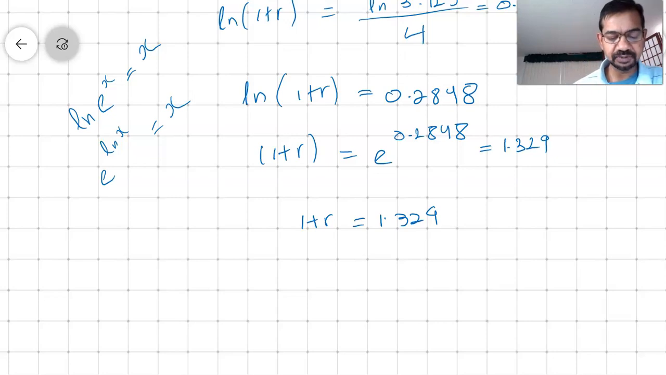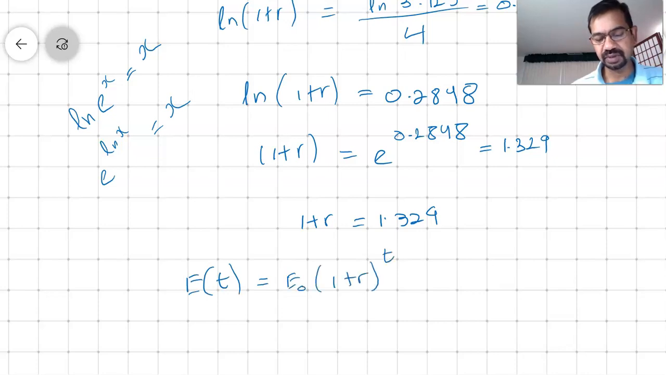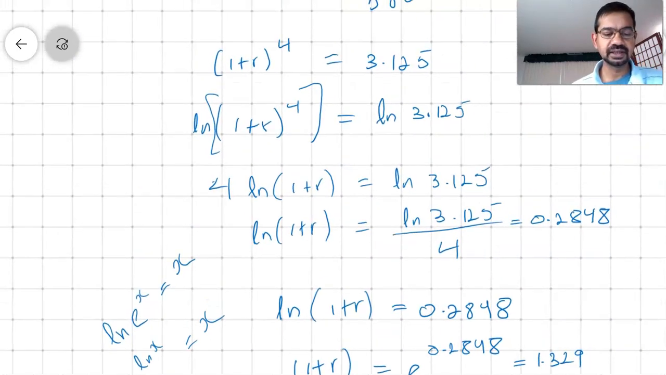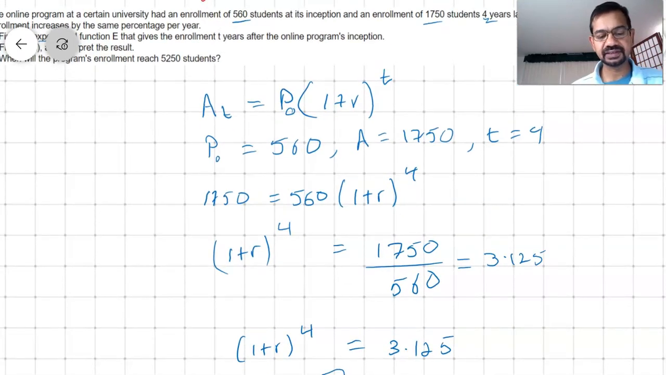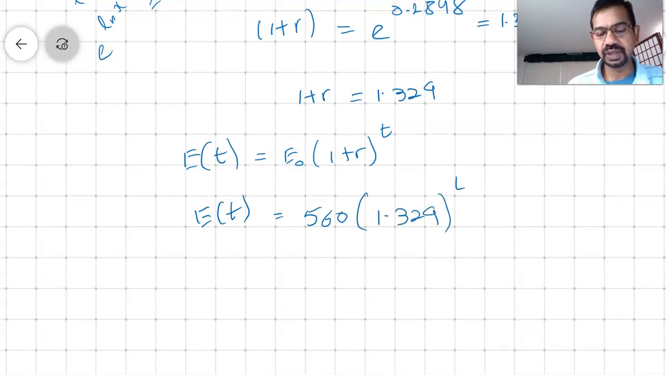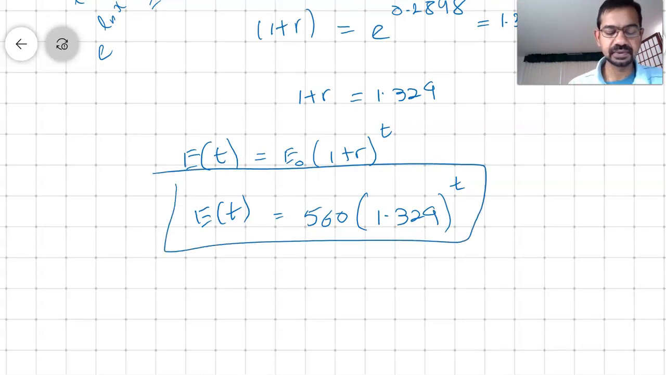So this gives us the expression for enrollment at any time t equals our initial enrollment times (1 plus r) to the power of t. Now what are these numbers? We said that we initially started with, as per the statement of the problem, 560 students. And then our 1 plus r was found to be 1.329. So we can say it's 560 times 1.329 to whatever the power of t is. So this will now help us find the enrollment after any period in time.